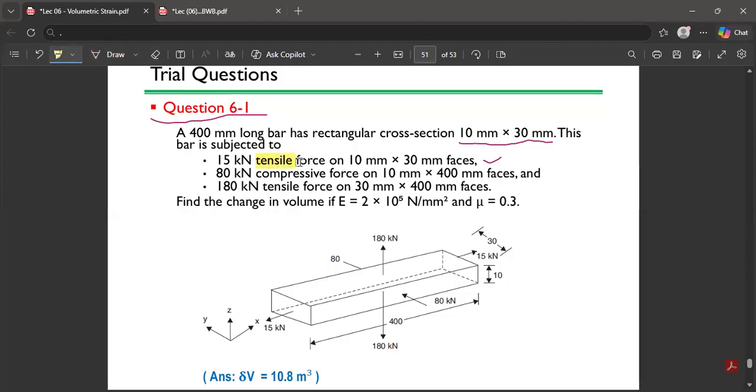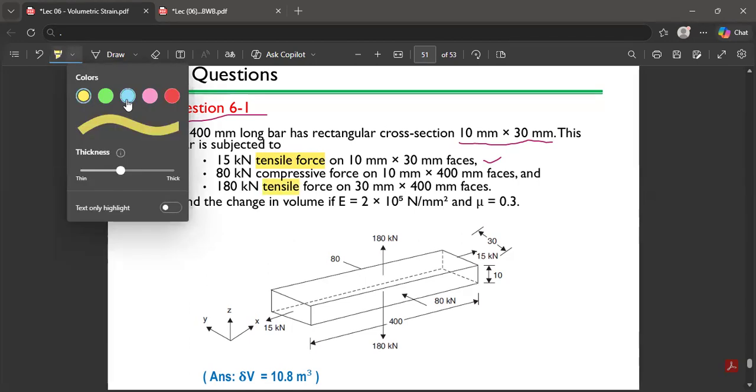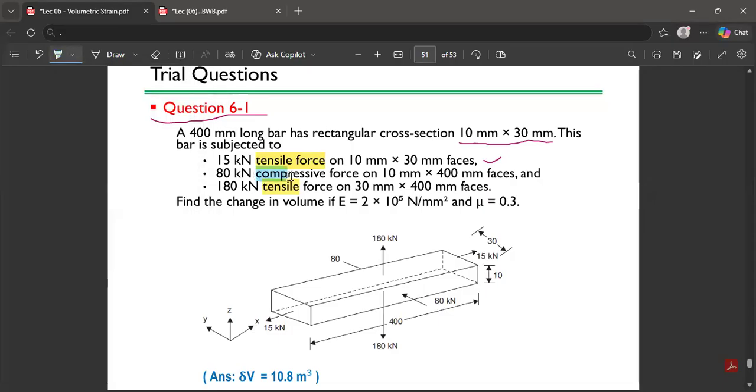We saw tensile force, and I told you in lecture 3 that anywhere you see tensile force, you know it is a positive one because of the direction in which it is facing. But the compressive force is a negative force. So the tensile forces, I'll highlight with yellow ink, but the compressive force, I'll highlight with blue ink just for you to see the difference.